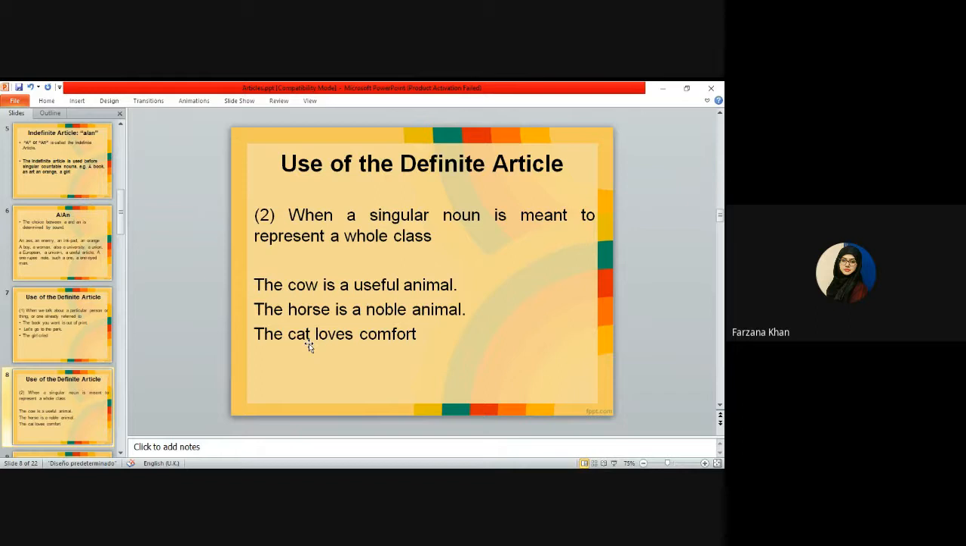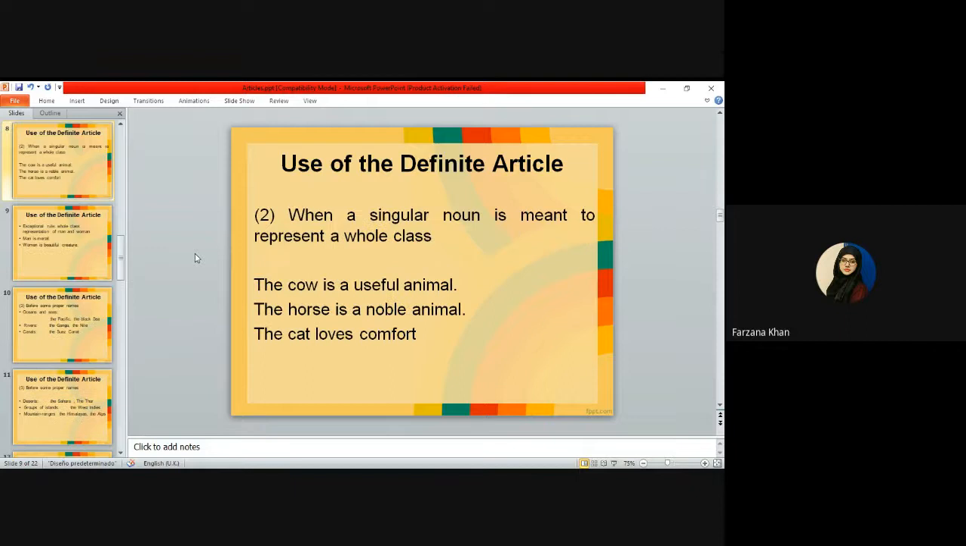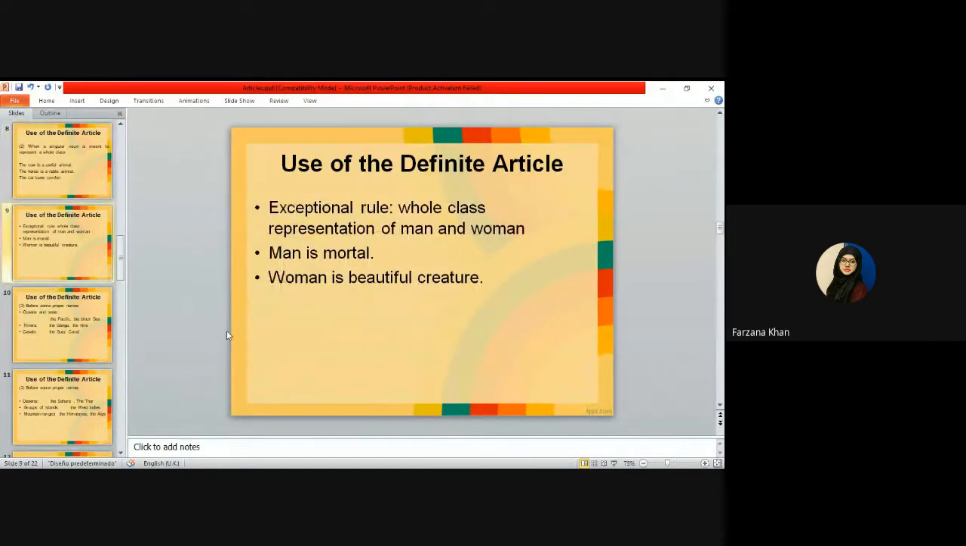Well, but there is an exceptional rule as well. You can see here, when it comes to man and woman, this rule is not applicable. It means the representation of a whole class with the definite article and singular noun is applicable only to animals. But when we talk about human beings, the man and woman, there will be zero article. When man or woman is used to represent the whole class, there will be zero article, no definite article. There is no need to use an indefinite article.